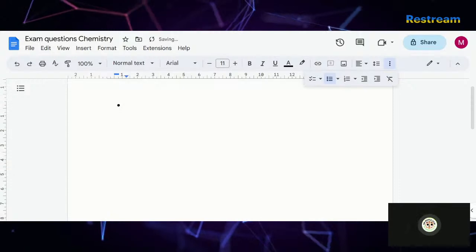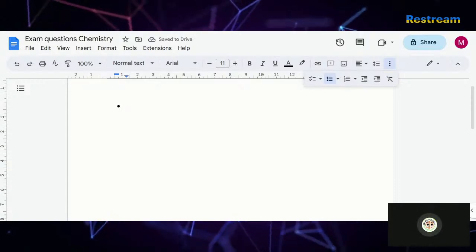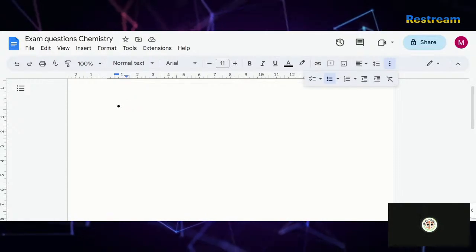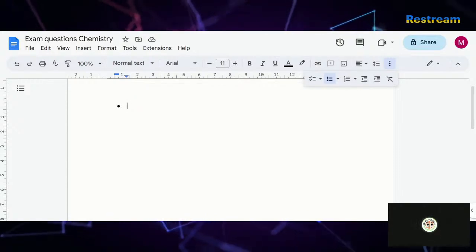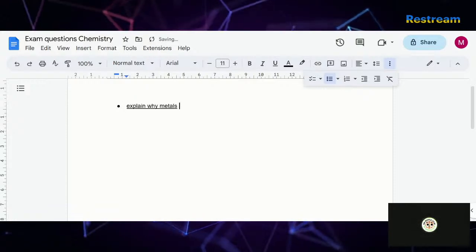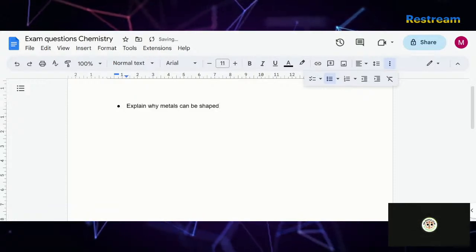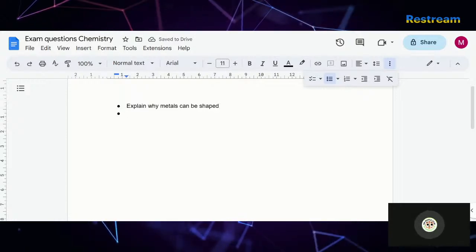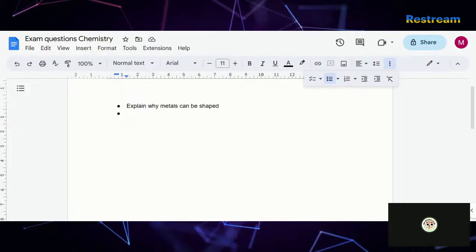So on this Google document, I'm going to put all of the questions and then the answers I will work through with you. So the first question is, explain why metals can be shaped. Now this would be roughly 2 marks. So let's look into explaining why metals can be shaped.